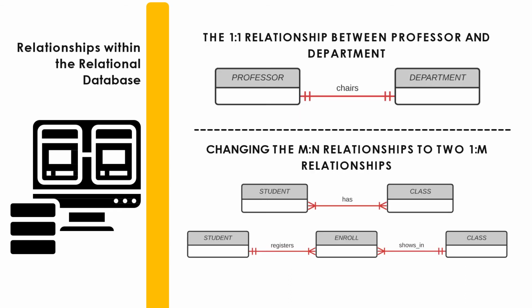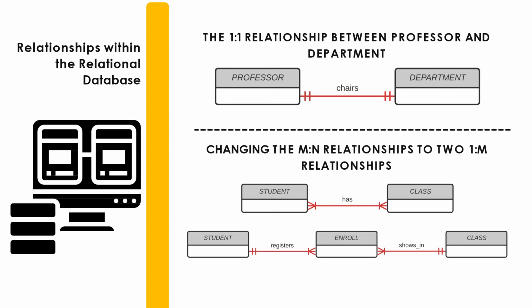Here we have an example of the one-to-one relationship between professor and department. We know that a professor can chair only one department, and the department can only be chaired by a single professor or dean. If we have a many-to-many relationship, just like what we have in student and class, we know that a student can take many classes and a class can take many students.